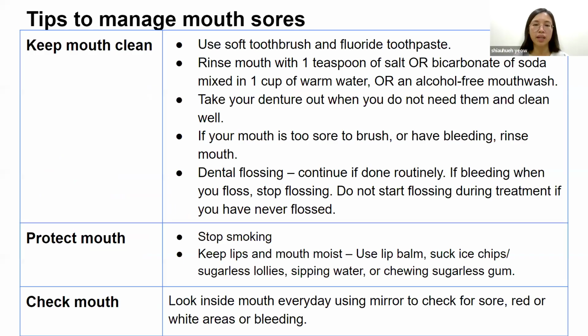So there are some tips that we can do to manage this and also prevent it. First is to keep your mouth clean. Try to use a soft toothbrush and also fluoride toothpaste. You can rinse your mouth with 1 teaspoon of salt or 1 teaspoon of baking soda mixed with 1 cup of water. Just gargle it to clean your mouth, or even use alcohol-free mouthwash. If you're using dentures, take them out when you don't need them and clean them well regularly every day.